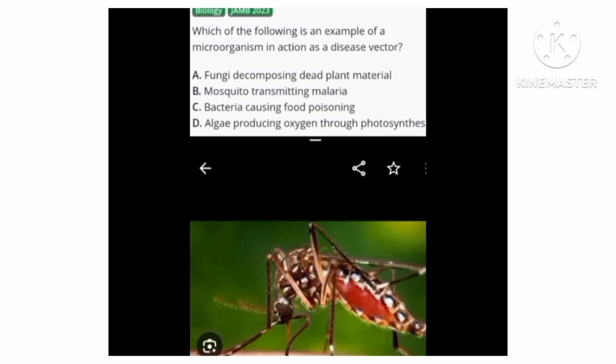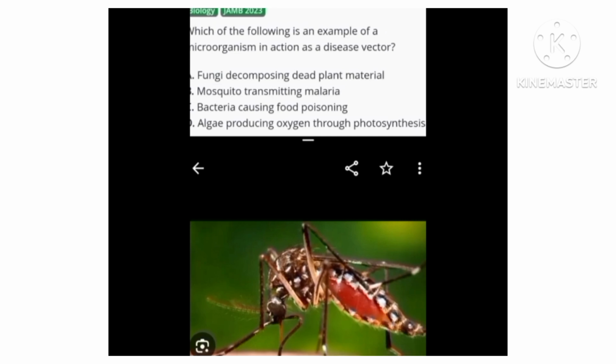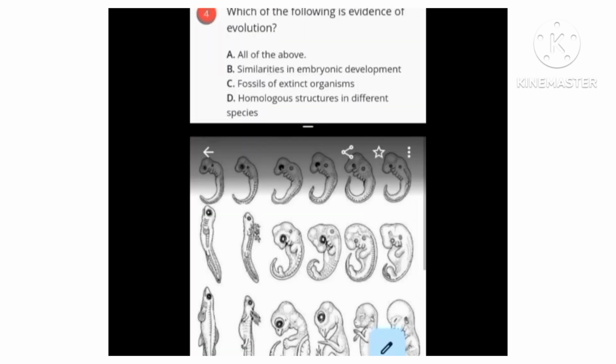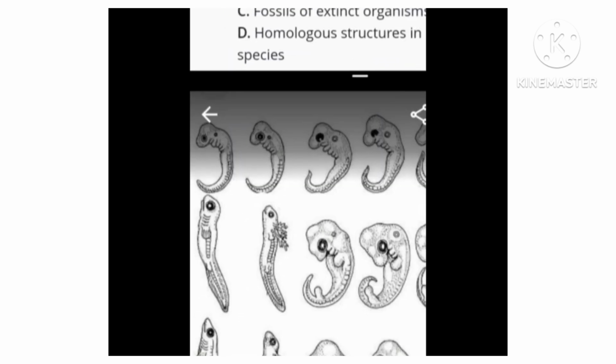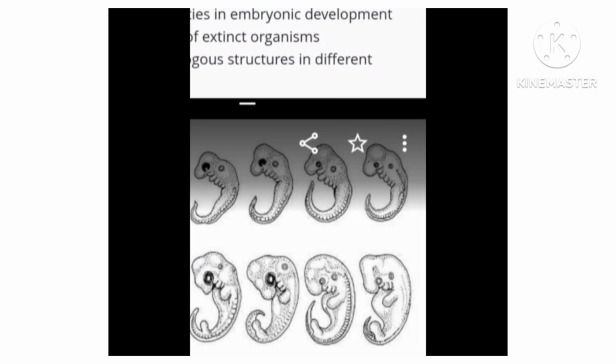The next question, which of them is evidence of evolution? We have A, all of the above, and so the other options are B, similarities in embryonic development. That is very, very correct. We have similarities in embryonic development because at that initial stage of development, we observe that living organisms tend to look alike in their embryonic level, but as they develop, you begin to see the differences gradually. So that is exactly how it is.